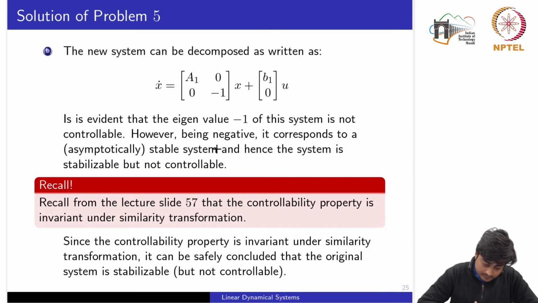Okay, for whatever concepts we had studied in solving problem number 4, you can use those concepts. That is to say, first of all compute all the eigenvalues, and then see for what eigenvalues the system becomes uncontrollable. Now if that eigenvalue is on the left hand side, then the system is stabilizable, and if that eigenvalue is on the right hand side, then the system is not stabilizable.